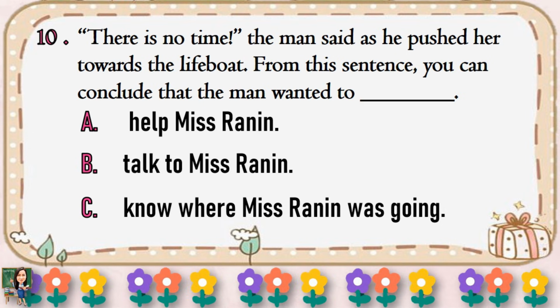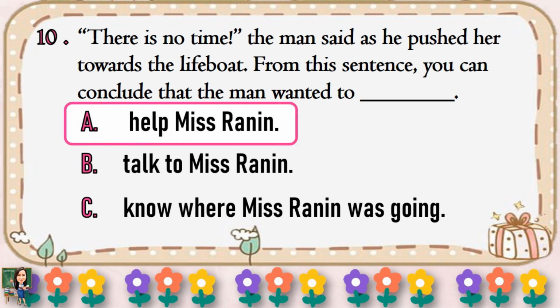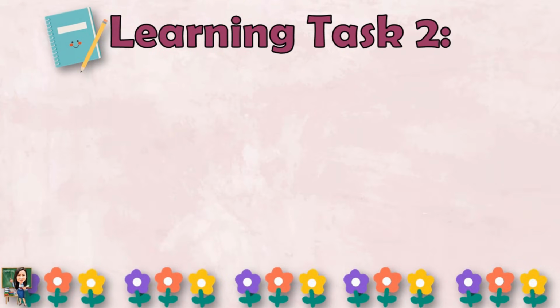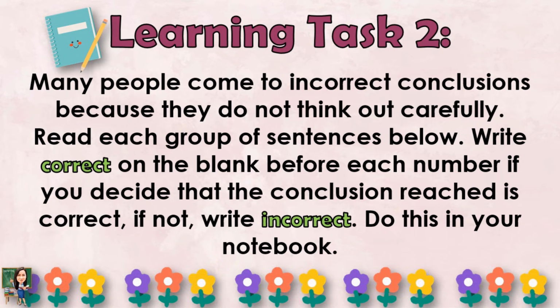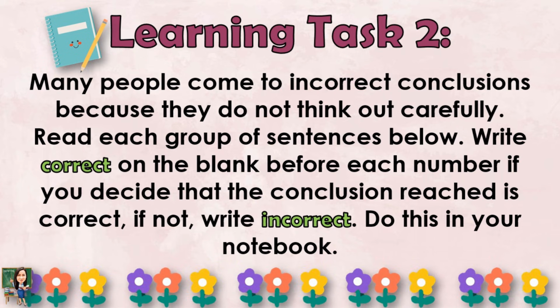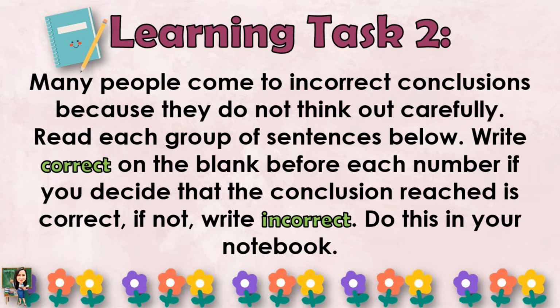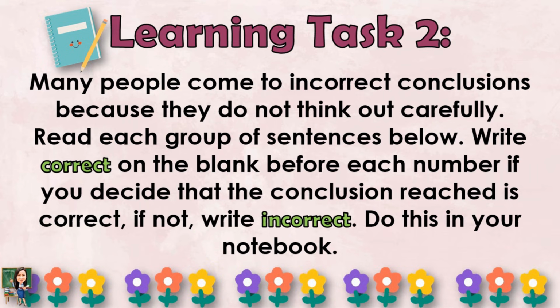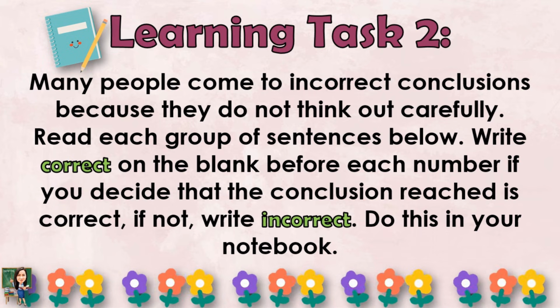What is the correct answer? Very good. The correct answer is letter A. Help Miss Ranin. Let's move to learning task 2. Many people come to incorrect conclusions because they do not think out carefully. Read each group of sentences below. Write correct on the blank before each number if you decide that the conclusion reached is correct. If not, write incorrect. Do this in your notebook.